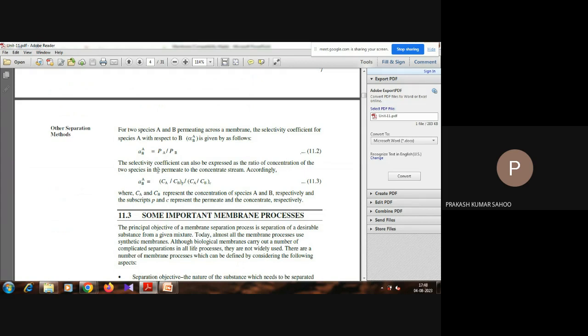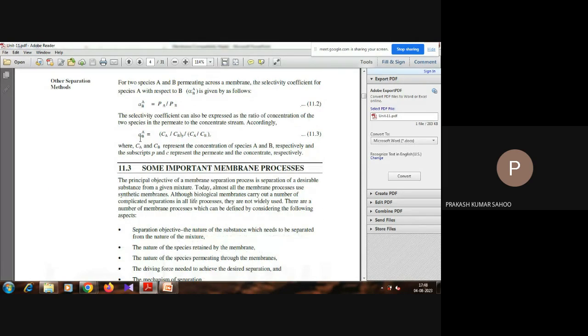The selectivity coefficient can also be expressed in terms of concentration, that is, selectivity coefficient alpha of AB equals permeation of A by concentration of A divided by permeation of B by concentration of B. So CA and CB represent the concentrations of A and B respectively, and P and C represent the permeation and concentration terms. So this is permeation divided by CA and CB at different concentrations.